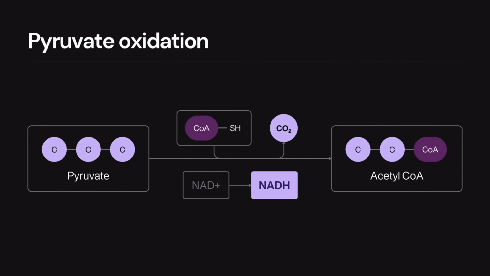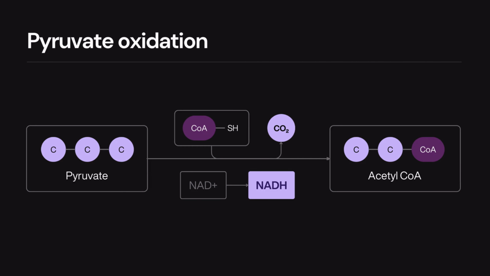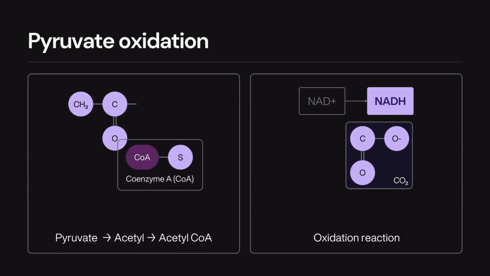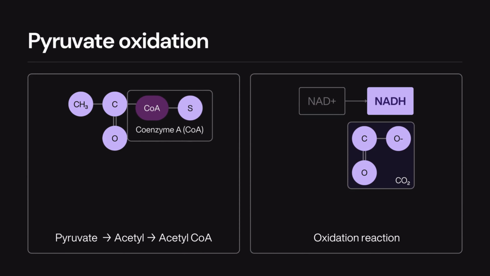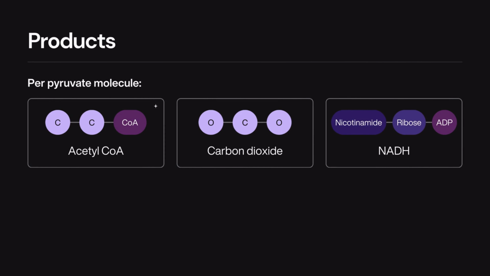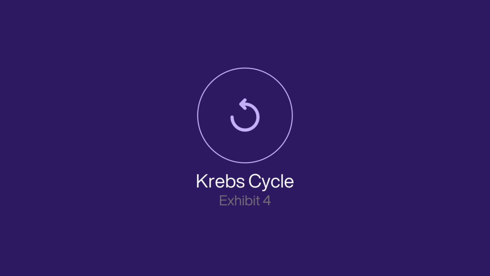The first reaction removes the carboxyl group from pyruvate, releasing it as carbon dioxide and leaving behind a 2-carbon acetyl group. This 2-carbon acetyl group is oxidized, and electrons are transferred to NAD+, forming NADH. Finally, the acetyl group is attached to coenzyme A, or CoA, creating acetyl-CoA, which is ready to enter the Krebs cycle. For each pyruvate molecule, one pyruvate is converted into one acetyl-CoA, releasing one carbon dioxide molecule and producing one NADH molecule.